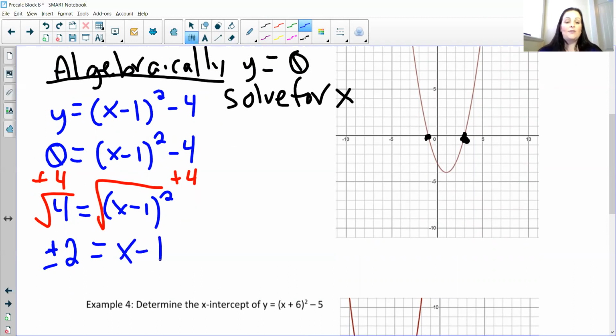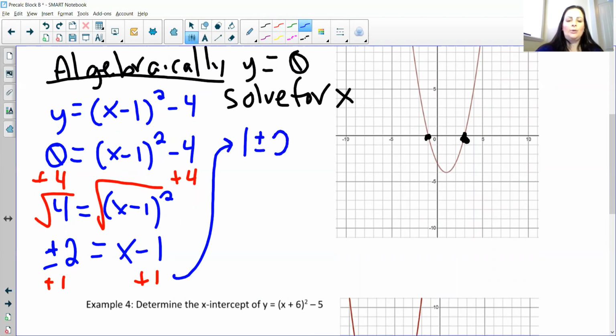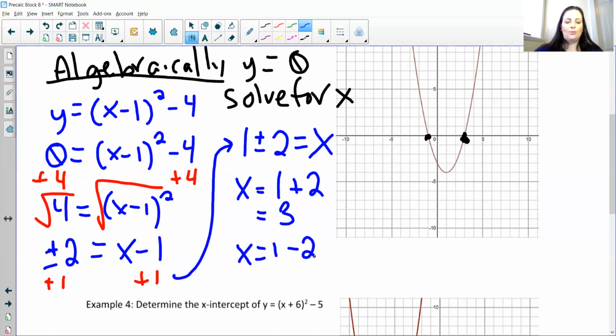Okay, so the next thing you have to do is get rid of that -1 because we want x by itself. So you're going to add 1 to both sides. Okay, and I'm just going to move the next part up here. So you have 1 plus or minus 2 equals x. So this is where you have two possibilities, and so you kind of split it apart. You can have x equals 1 plus 2, which means x would equal 3. And you have x equals 1 minus 2, in which case x will equal -1. So algebraically, x equals -1 and 3.